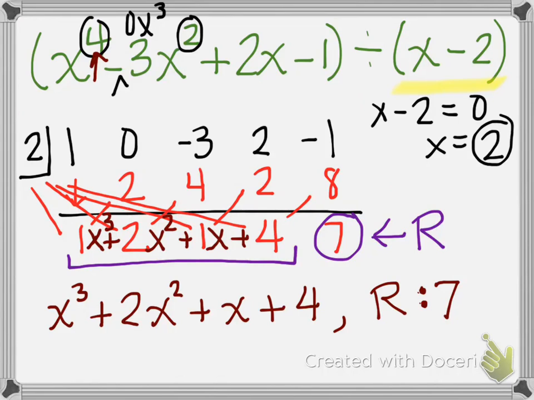Hopefully that made sense. If I have a remainder of 0, then it's just the polynomial, obviously without the remainder. Okay, so this is obviously not a factor. X minus 2 is not a factor.